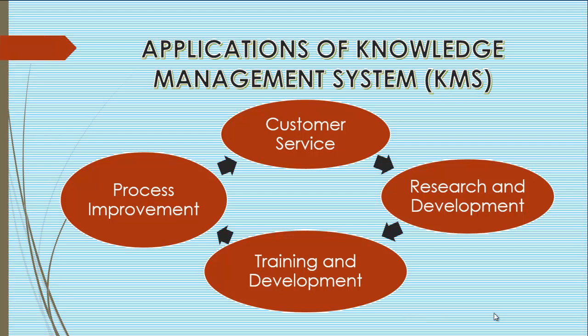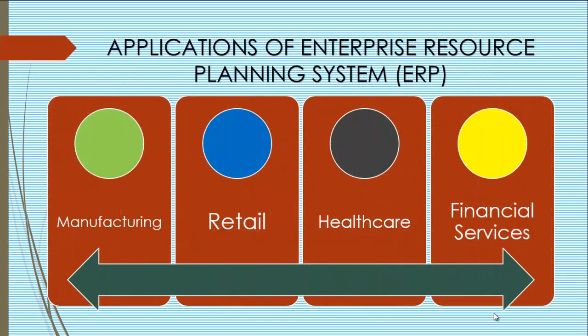Then under process improvement, the KMS can be used to document and share best practices, procedures, and process improvement. The KMS are designed to improve organizational performance by capturing, sharing, and leveraging knowledge assets. So, by using KMS, organizations can improve efficiency, reduce error, and foster innovation. We move to the other class of information system, which is the enterprise resource planning system.